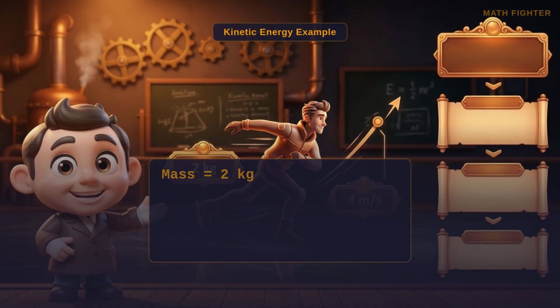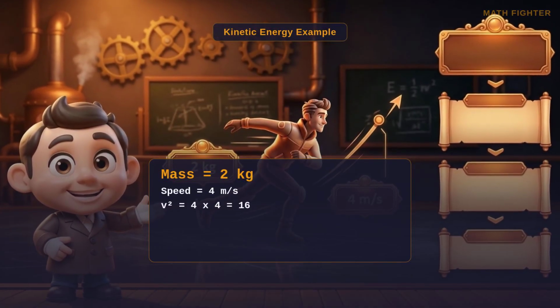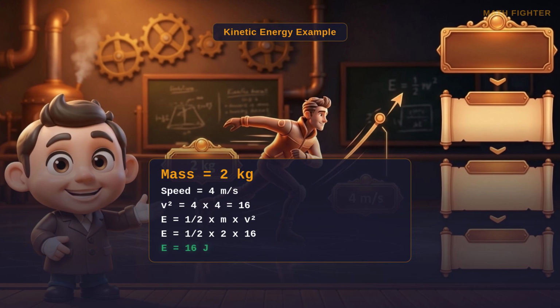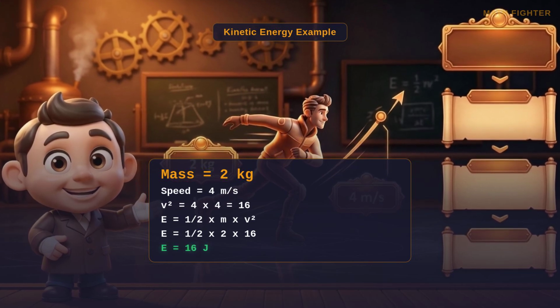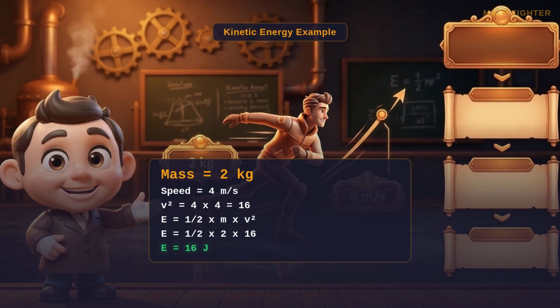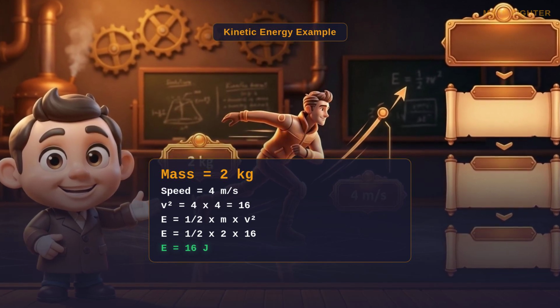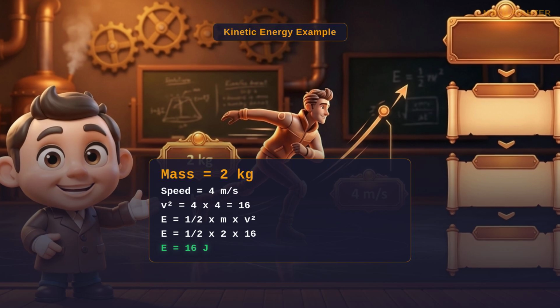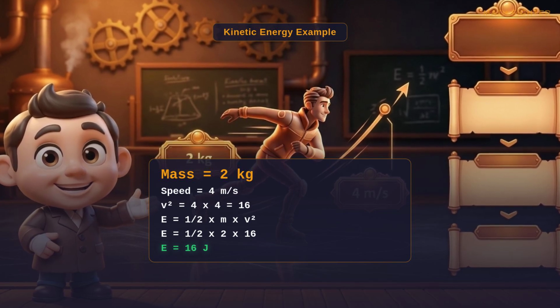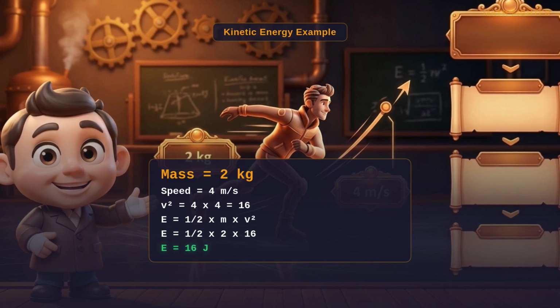Try this one. A skater weighing 2 kilograms races across the ice at 4 meters per second. First, square the speed. 4 times 4 equals 16. Then E equals 1/2 times 2 times 16. That's 1 times 16, which equals 16 joules of kinetic energy.